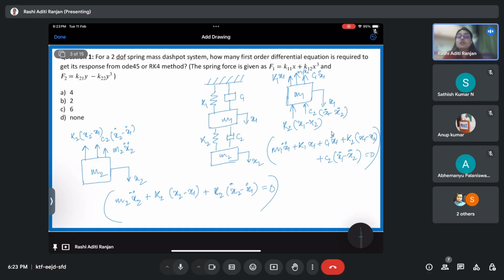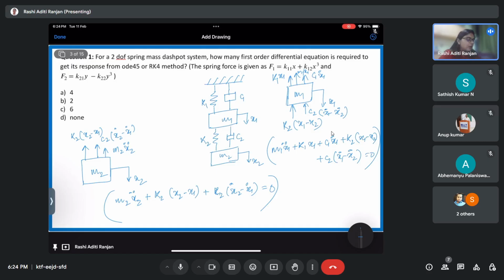So what am I supposed to do? I'm supposed to convert my higher order differential equation into first order differential equations. If I have an nth order differential equation, I can convert it into n first order differential equations. Here I have the second differentials of x1 and x2 both. So I will now convert both into first order.